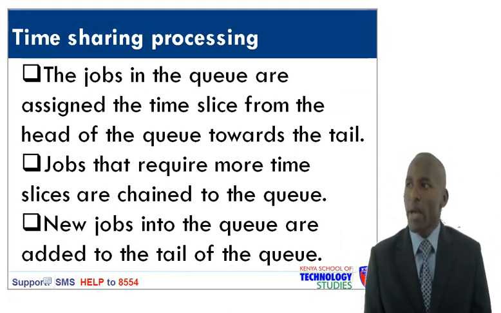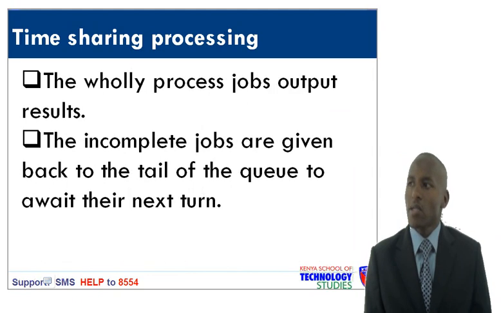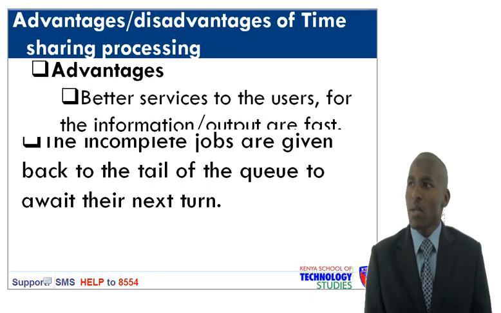Jobs that require more time slices are chained to the queue. New jobs into the queue are added to the tail of the queue. The completed jobs output the results. The incomplete jobs are given back to the tail of the queue to await the next turn.